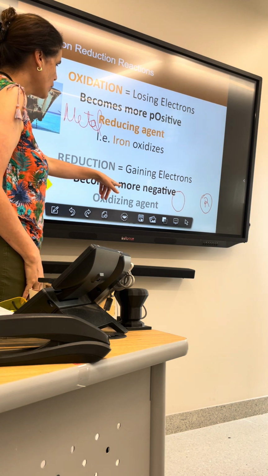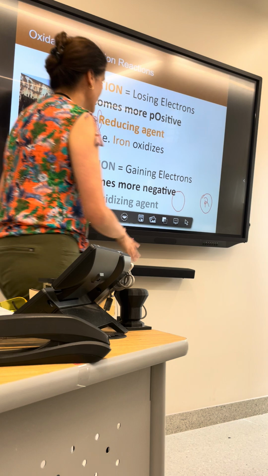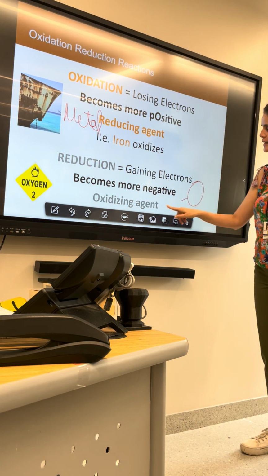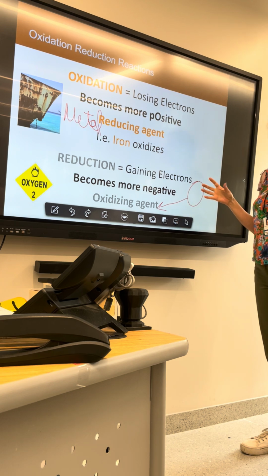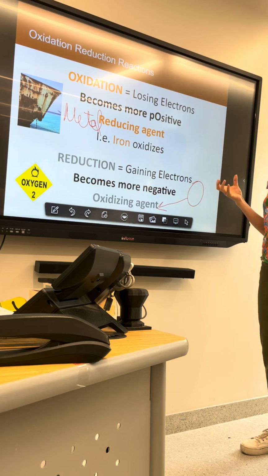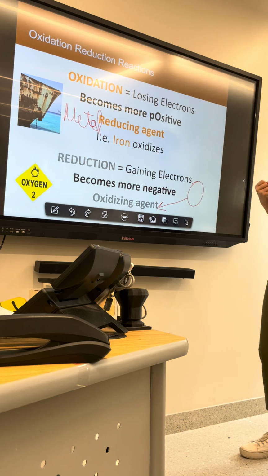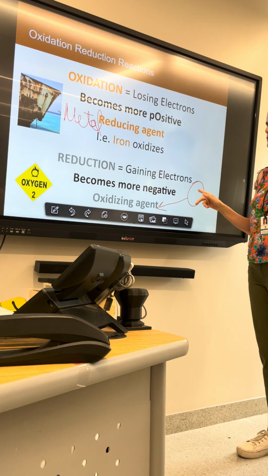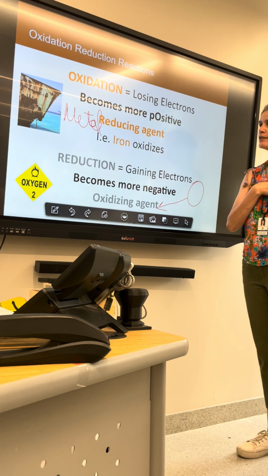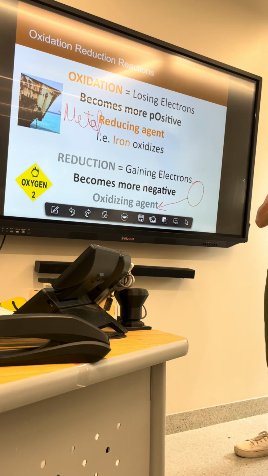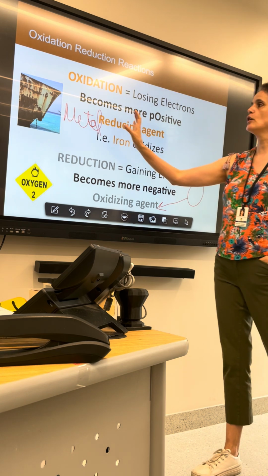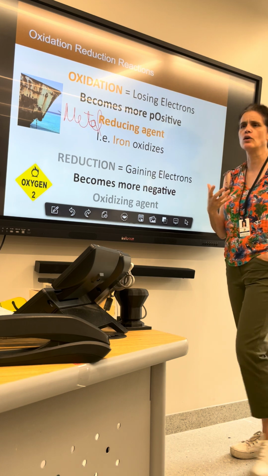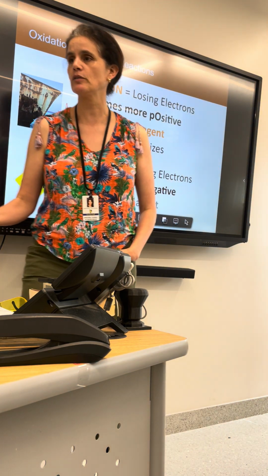Reduction becomes more negative and is the oxidizing agent. That is your oxygen. Oxygen is your oxidizing agent. Think about oxygen when you're thinking about reduction. It's going to gain electrons, it's going to become more negative, and it's going to be, like the name says, an oxidizing agent. That's what I think about. I think of oxygen when I'm thinking about reduction, and I think of iron or any other metal when I'm thinking about what gets oxidized. The metal gets oxidized.